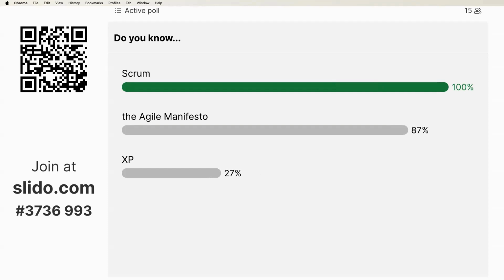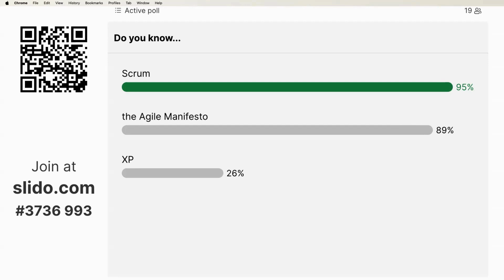Okay, so 14 participated, 15, 16, 17, 18, 19. Yeah, I think that's fine. So thanks for your participation. This is exactly as I expected. Most of you know Scrum. That's very typical knowledge. It's very standardized knowledge.